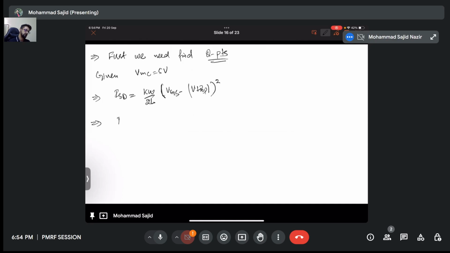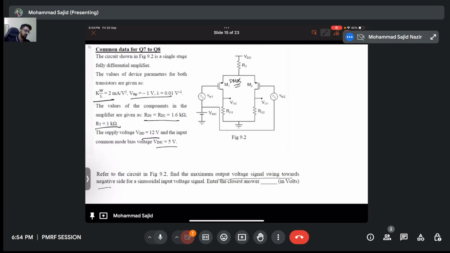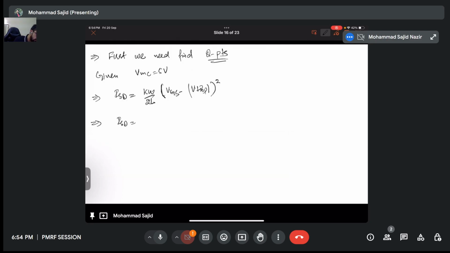k W by 2L, that is 2 milli by 2. This is VSG minus threshold voltage, which is 1, whole square. So this is 1 milli, VSG minus 1 whole square.